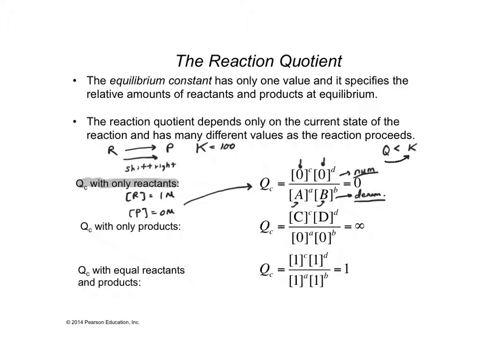Okay, so if Q is less than K, what is the reaction going to do? It's going to shift to the right to get to equilibrium. It's going to make more products. It's going to use more reactants, okay?